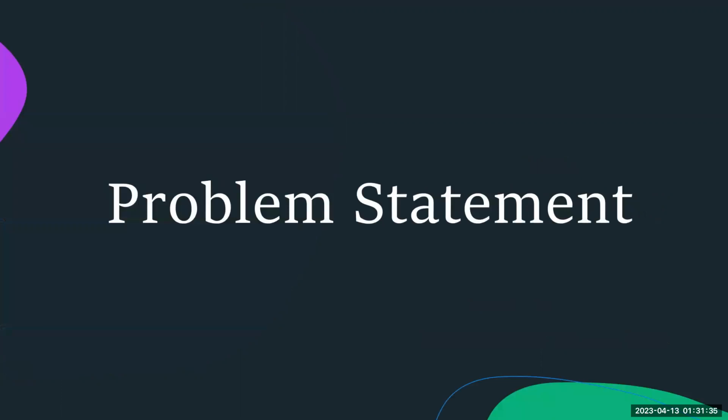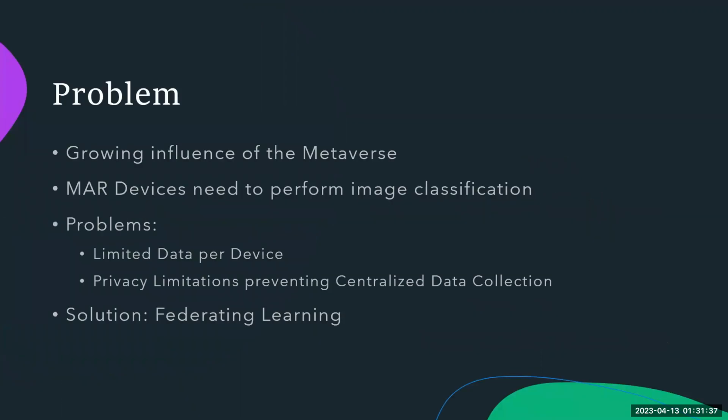First, we'll look at the problem statement. With the inception of the metaverse, mobile augmented reality, that is MAR devices, need to perform image classification to overlay digital information onto the real world. However, problems arise such as limited data per device and privacy limitations in centralized data collection, which makes training a high-performing model difficult. Thus, the proposed solution is the usage of federated learning.